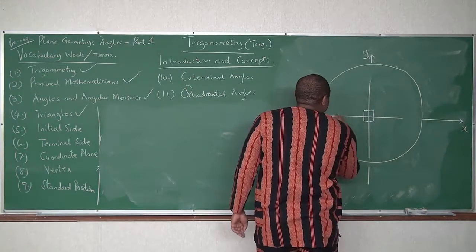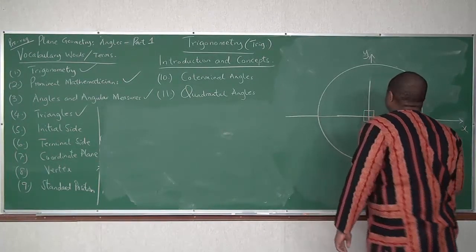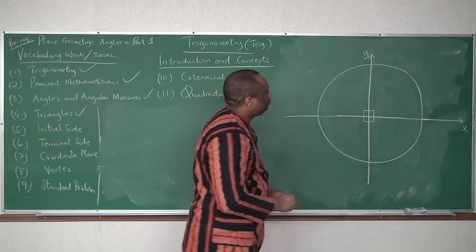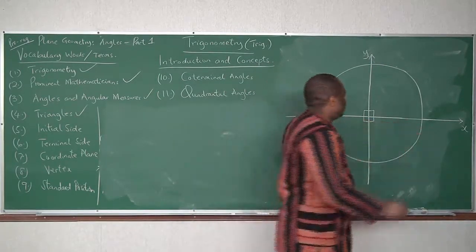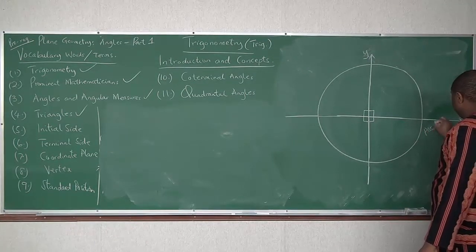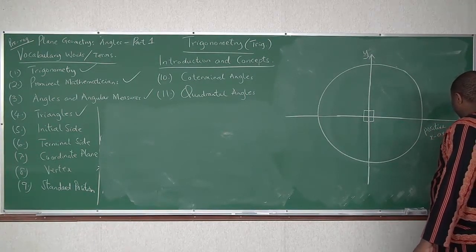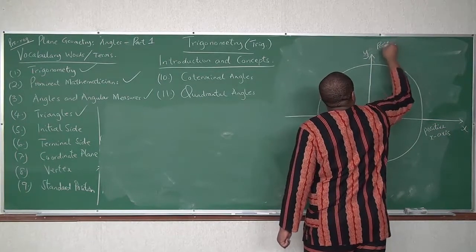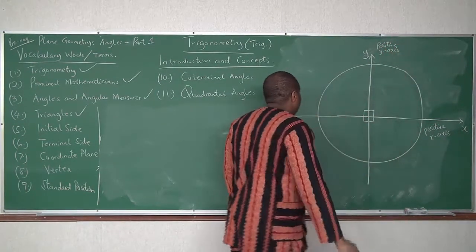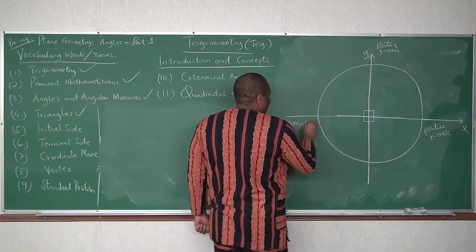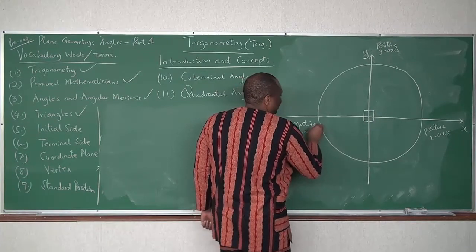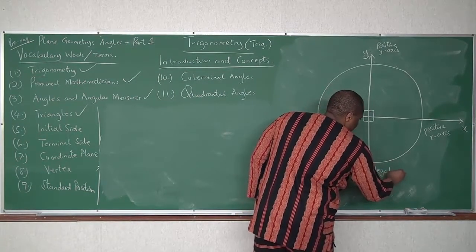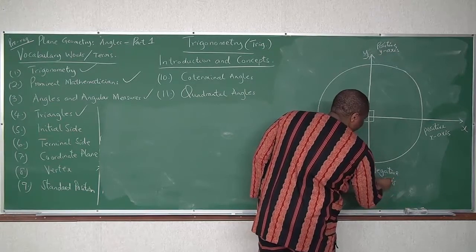Okay. So imagine you have a circle on this coordinate plane. Now let's look at this. This is the positive x-axis. This is the positive y-axis. This is the negative x-axis. And this is the negative y-axis. Just like your coordinate plane, your graph.